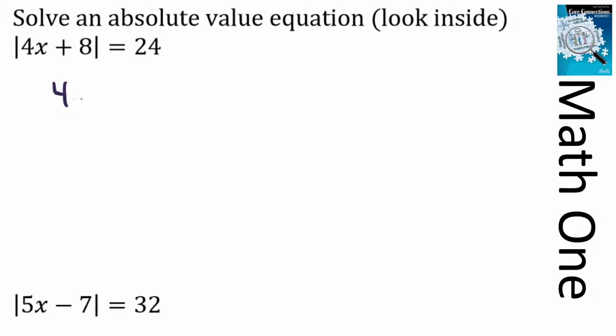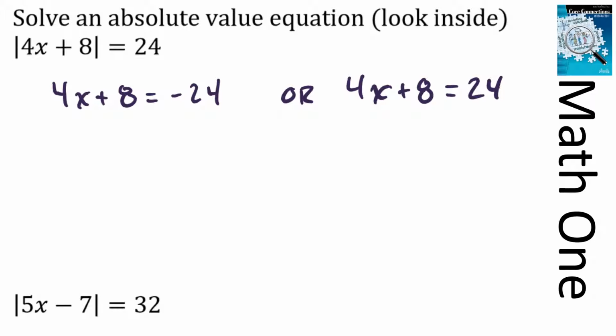So this is equivalent to 4x plus 8 is either equal to negative 24 or 4x plus 8 is equal to positive 24. Again, because when I take the absolute value of negative 24, I get 24, and when I take the absolute value of 24, I also get 24. Now, there's the same exact two steps. I'm going to subtract 8 from both sides and then divide by 4. When I subtract 8 from both sides here, this gives me 4x, and that's going to equal negative 32. And over here, when I subtract 8 from both sides, I get 4x, and that will equal a positive 16.